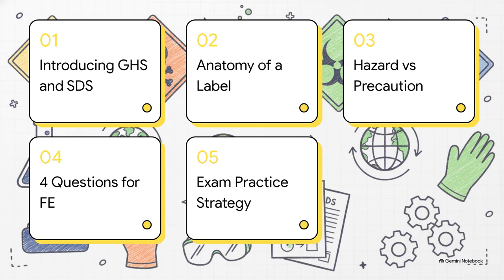Here's our roadmap for this explainer. We're going to start by introducing GHS and safety data sheets. Then we'll break down the anatomy of a label, compare hazards versus precautions, dive right into our 4 questions for FE success, and wrap it all up with a solid exam practice strategy.